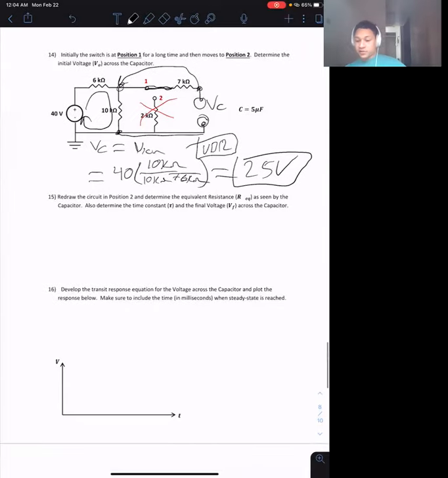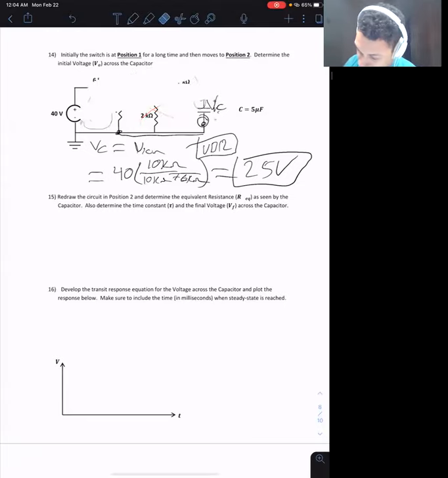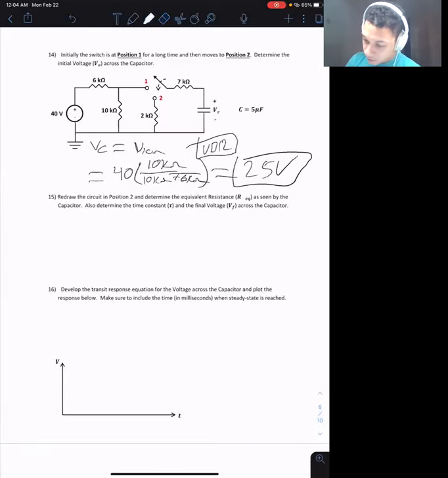Next step, redraw the circuit in position 2. Determine the equivalent resistance as seen by the capacitor. Also determine the time constant and the final voltage across the capacitor. All right, so we're going to go back to the original circuit. And now we'll say, okay, if the switch was in position 2, like that, what would the circuit look like? So effectively, the circuit would look like this with the 40 here.